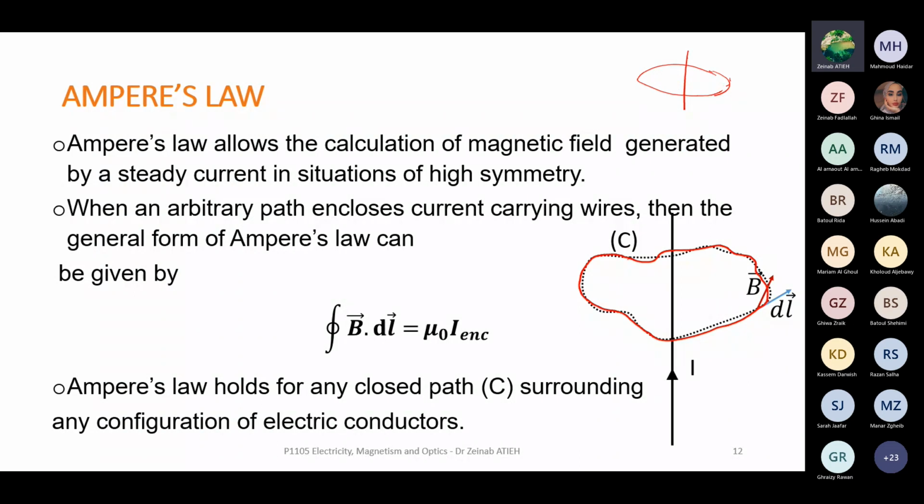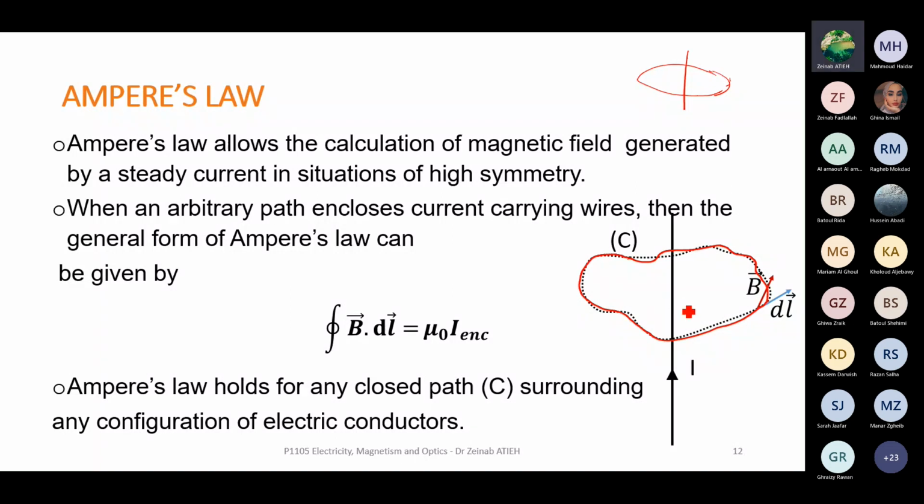Ampere's law says the integral of B dot dL equals mu 0 times I enclosed. I will explain each term. What is B? The magnetic field created around the wire, which is crossing this curve that I have drawn. dL is an infinitesimal vector tangent to my curve. I enclosed is the current enclosed inside the loop that I have chosen.